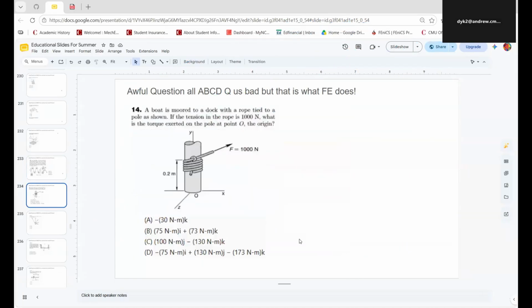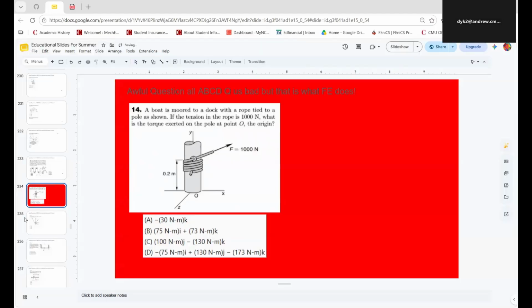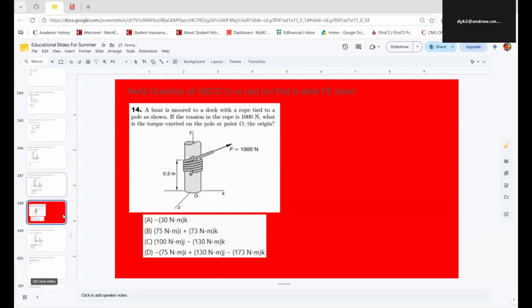Okay, next question. All right, a boat is moored to a dock with a rope tied to the pole as shown. If the tension of the rope is 1,000, what is the torque exerted by the pole? Okay. All right, we can do this question. The real question is, is that all the information I'm given? Yeah, that's not enough information. Oh my God, I see. There's a few parts of this question that I think got missing over here. So this is going to be a red question, and I'm going to move this all the way down, and I'll fix this question because this is clearly missing parts of it.